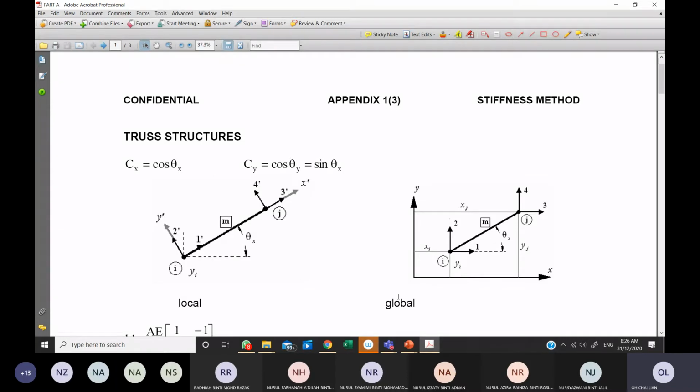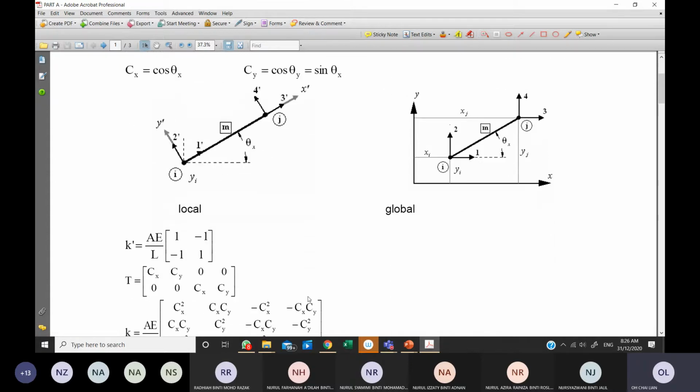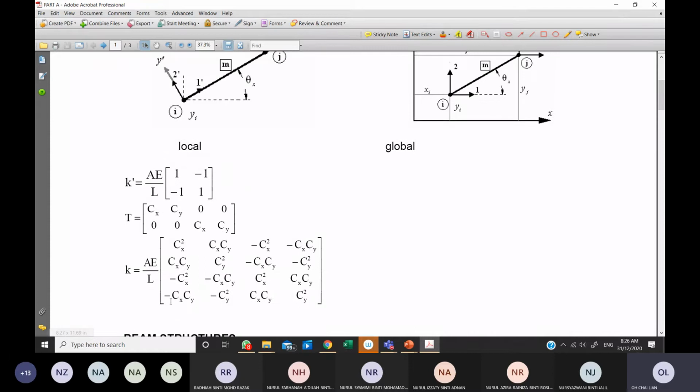As we said, a cable has only axial force, so it falls under this category of truss structure. For example, a strut element also falls under this truss structure, or a tie. Sometimes if you see tie, strut, cable, they all fall under this. Now there are 3 templates shown here: K prime, T, and K. Do you know which one to be used to find the element global stiffness matrix? K. Yes, you are right.